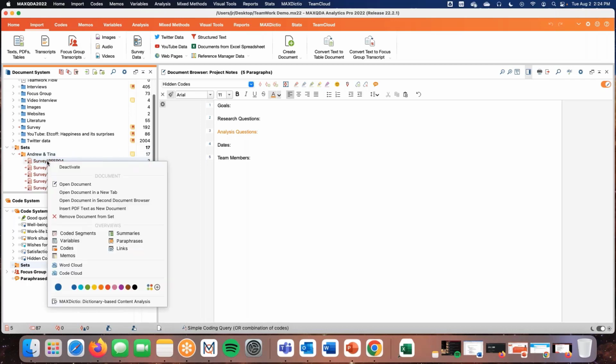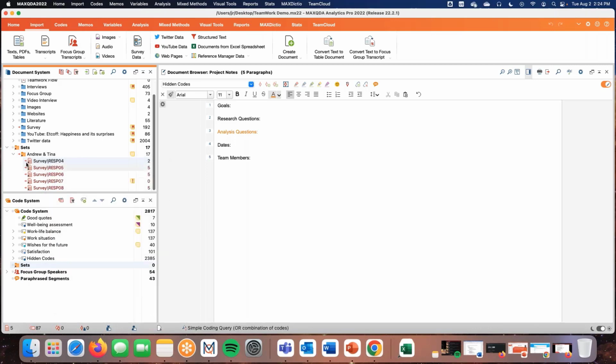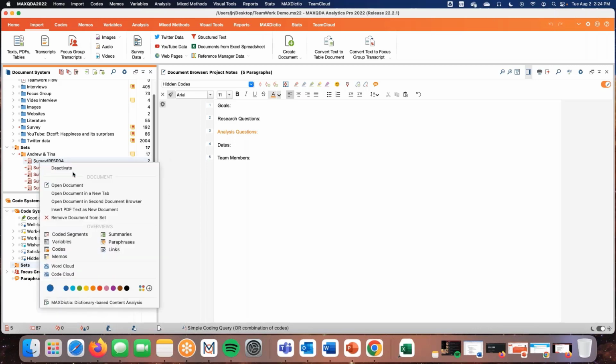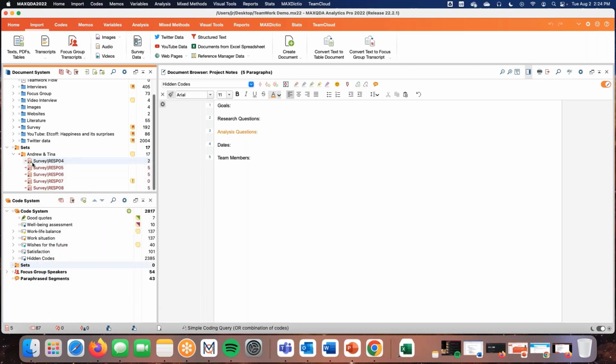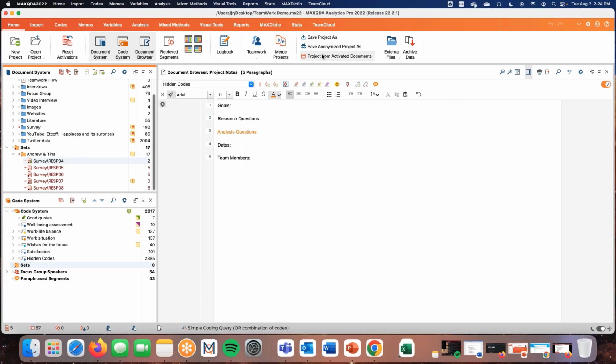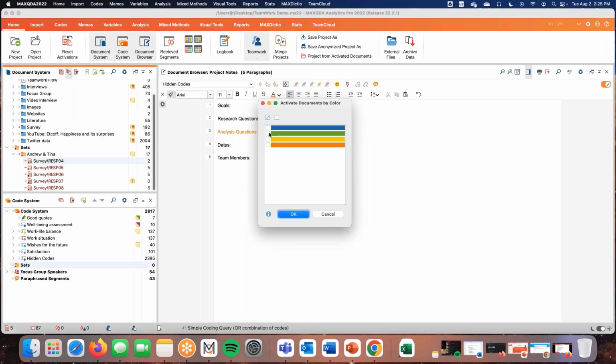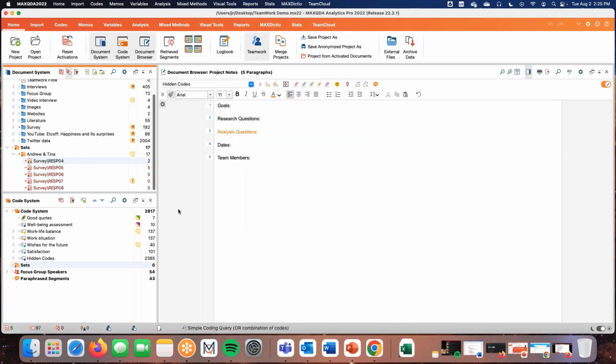Within these documents, you also have the opportunity to change these into specific colors. So for example, when Andrew and Tina are going through this, if they finish this, they might change the color of their document to green to signify that the analysis is complete. When you go then to make an exchange file, so when you're ready to actually export some teamwork, you can then come in and you could activate things by color. So I could decide to pick just my green documents that I know that those are complete.